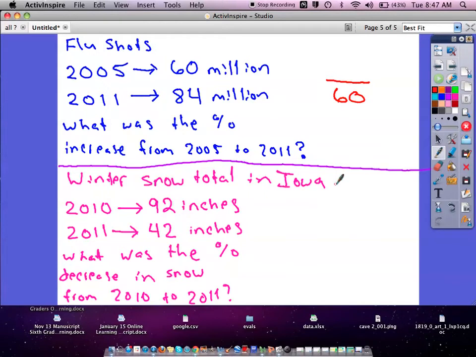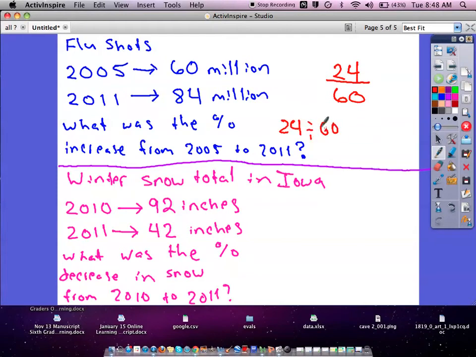On the top, I need how much did we increase by? How much did it go up by? So from 60 to 84, I believe, would be 24. That would be a 24 million increase. If you couldn't do that in your head, you could just do 84 minus 60. That's a 24 increase. Now we've got our problem set up. We've got the starting amount here before the increase, and then on the top, I've got the amount that it actually did increase. Now we just need to do the problem.